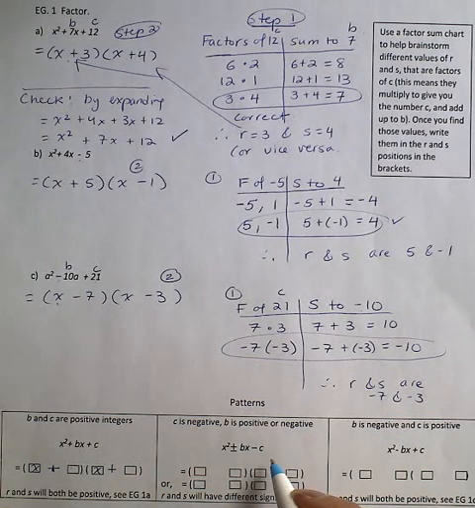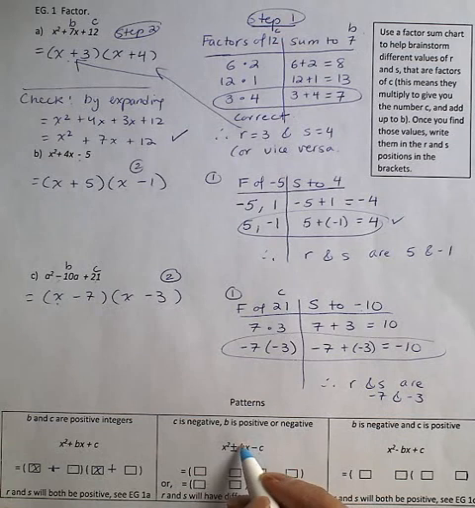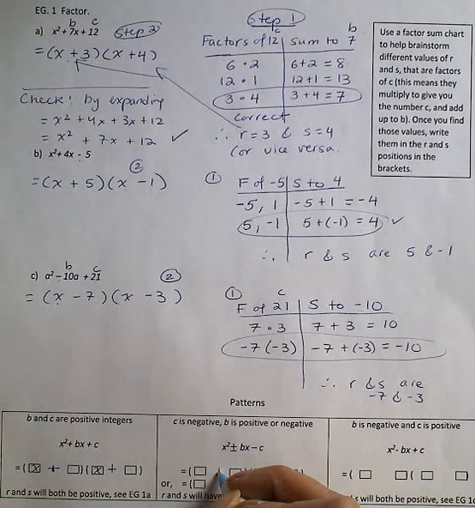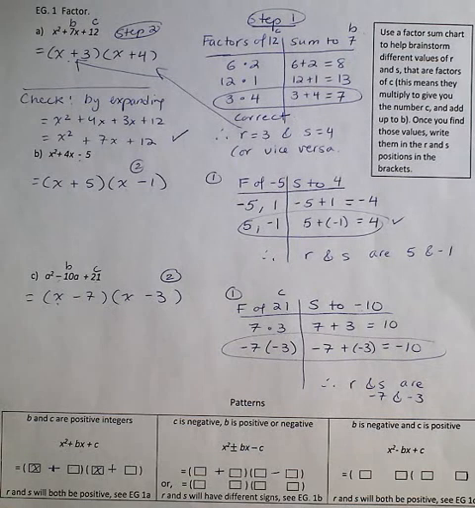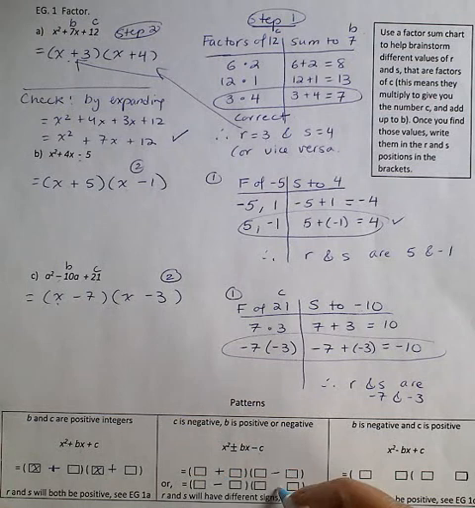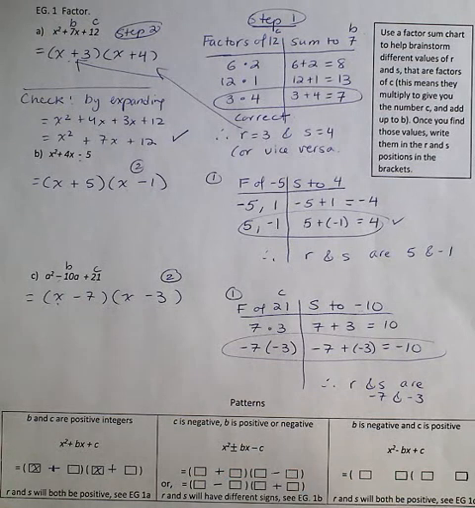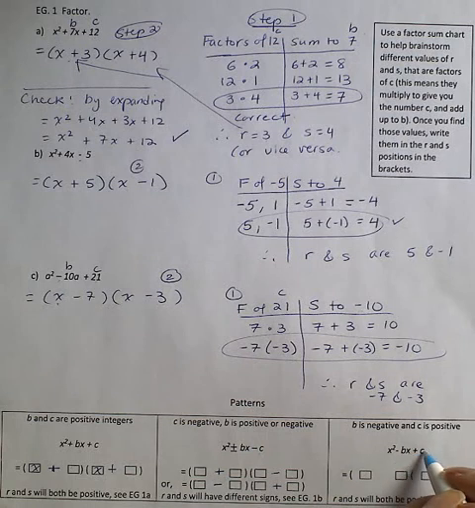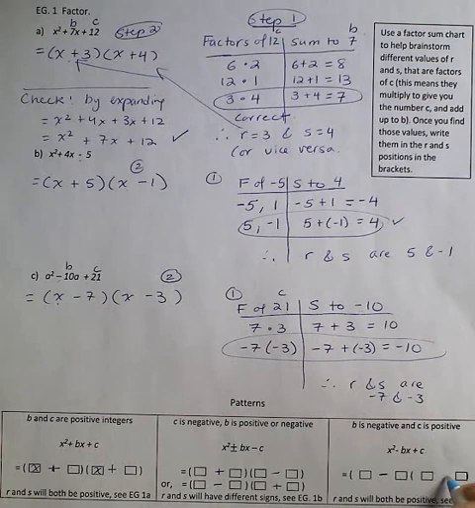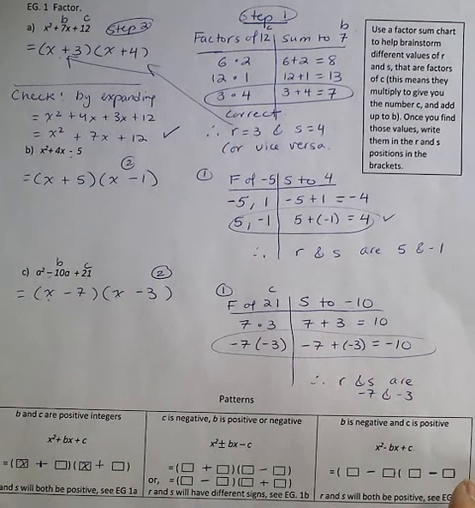If C is negative and B is either positive or negative, your pattern is going to look like this. You will have a plus in one bracket and a minus in the other, which would be the same as having a negative in the first bracket or a positive in the other. It doesn't actually matter. And in this case, if B was a negative value and C is a positive one, like the last example, we're going to have two negatives in our brackets. Okay? Just like the last example.